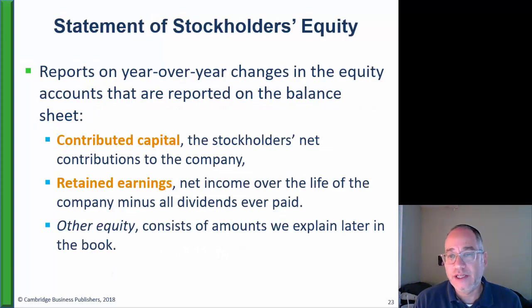Statement of stockholders' equity explains the changes in stockholders' equity. So the key areas of stockholders' equity again are contributed capital. This would be where stock money is invested in the company by the stockholders, and retained earnings would be income that stayed in the company. In other words, income that was not distributed as dividends. And this would be net income over the life of the company minus all the dividends that were ever paid by the company would be retained earnings. And those were the profits that were kept in the company. And then there's other that we're going to get into later on.